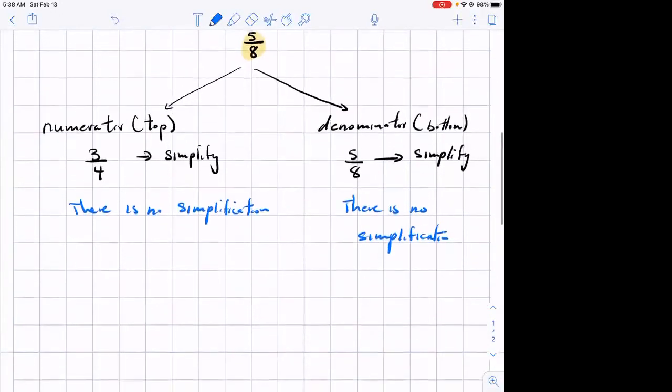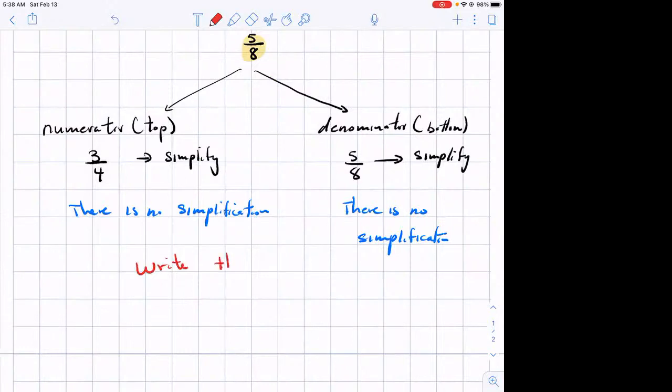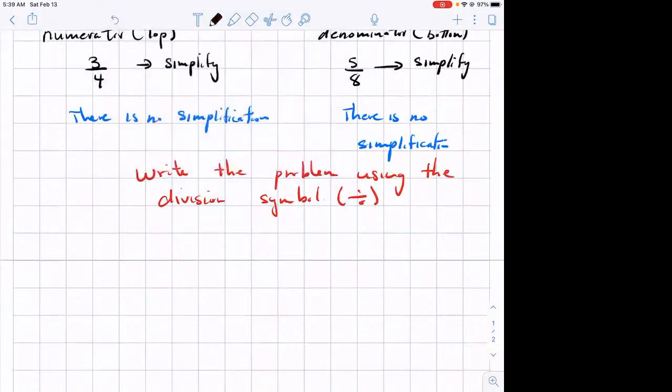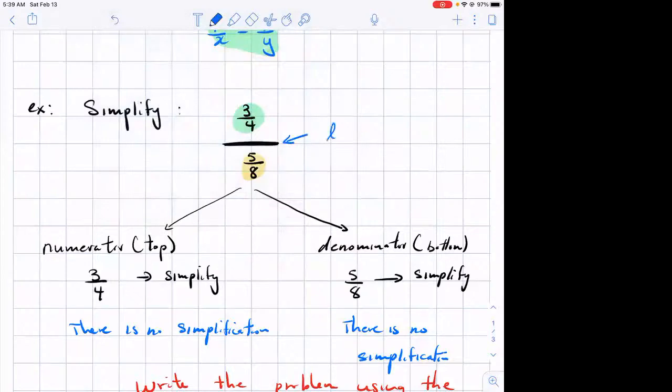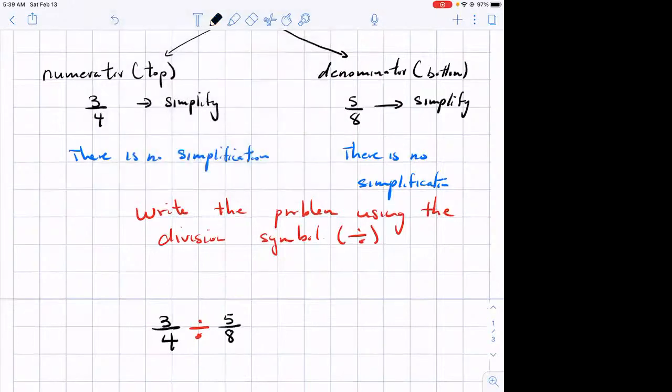So what you will do is now rewrite the problem using the division symbol. And I'm referring to that symbol there. So what do we have? We have 3 over 4 divided by, okay, and how do you know what's that division sign? Remember, when you look back at your problem, notice here that this bar is a little bit longer, slash bold. So that's how you know what that division sign is. And we'll divide that by 5 over 8.